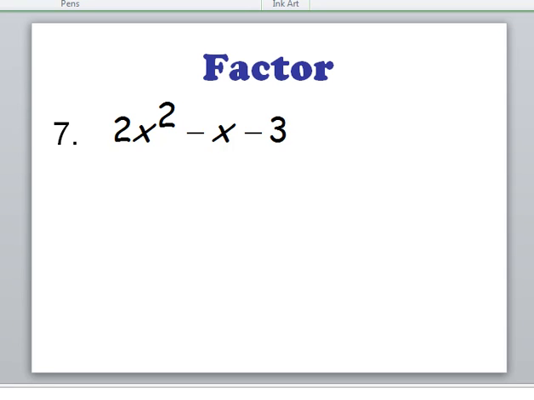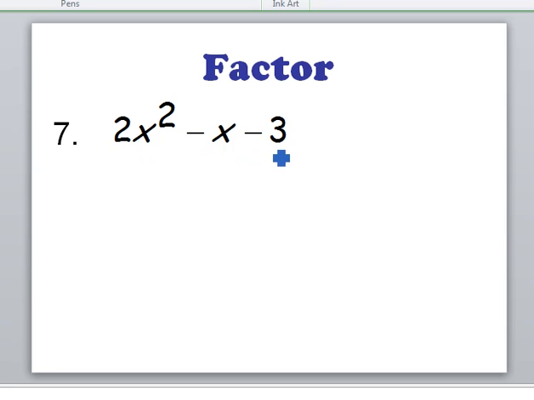All right, what we're going to do is some more of the factoring. We're going to go through the steps, look for greatest common factors, look for trinomials, look for difference of squares, whatever the case might be. They're all mixed in, so we've just got to determine what it is. There is no greatest common factor on this problem.